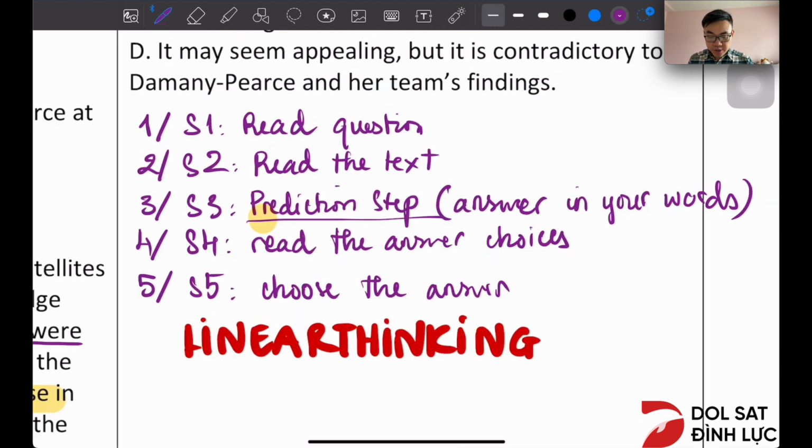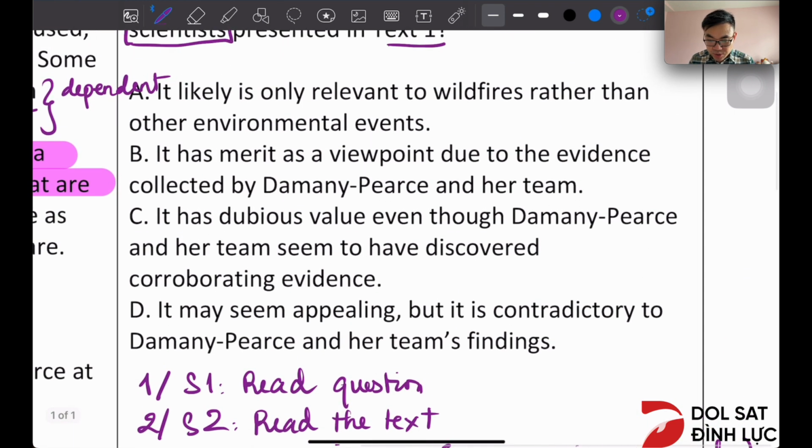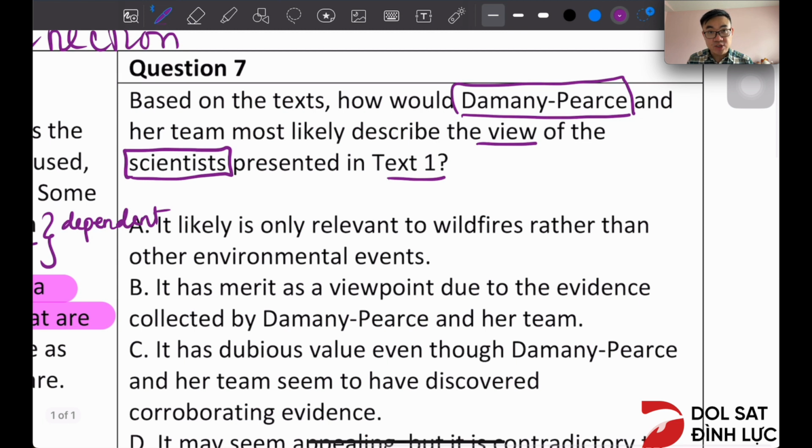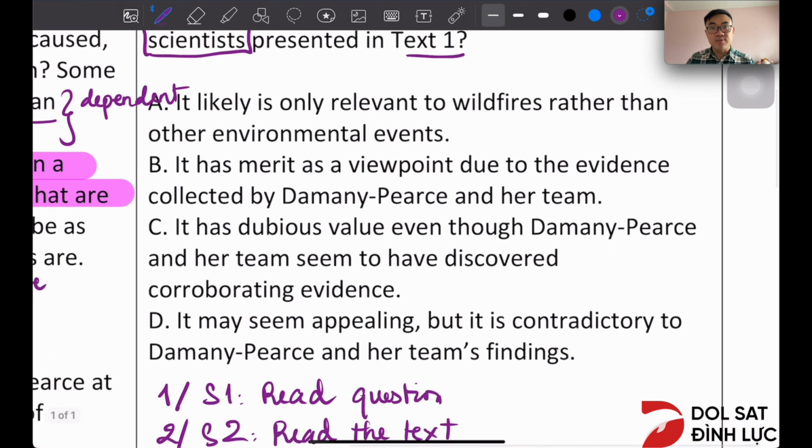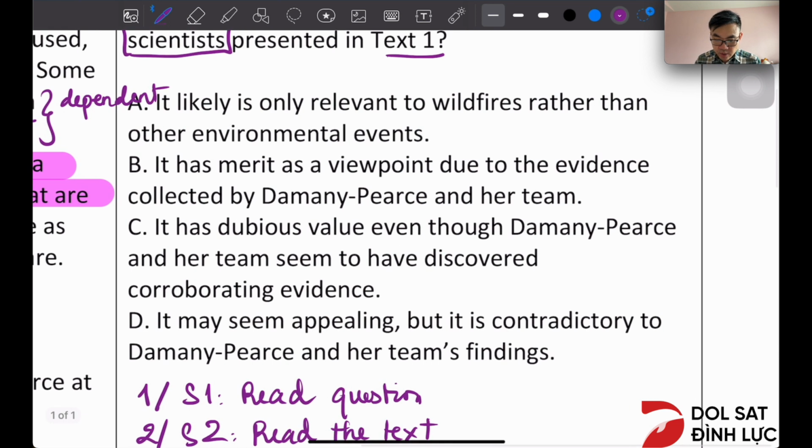So we can make a prediction that, according to Damini Pierce and her team, after their observation or their study and research, they could confirm the idea of the scientists presented in text 1. Okay, right, so that is a prediction. They confirmed the idea of the scientists after their observation. Right, now let's look at the answer choices and see whether they are correct or incorrect.